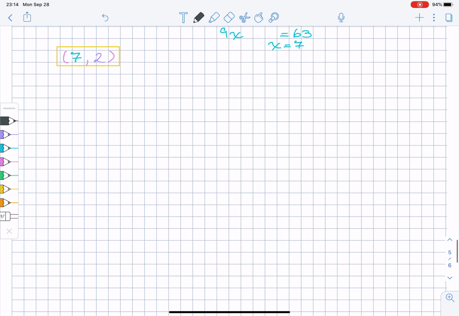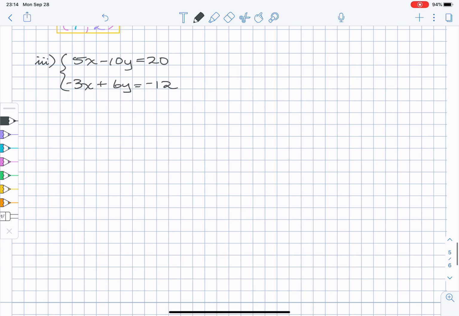Okay, let's do third time's a charm for this section. So we have 5x minus 10y is equal to 20, and negative 3x plus 6y is equal to negative 12. Okay, let's rewrite the system. We have 5x minus 10y is 20, and the second equation is minus 3x plus 6y is equal to negative 12.